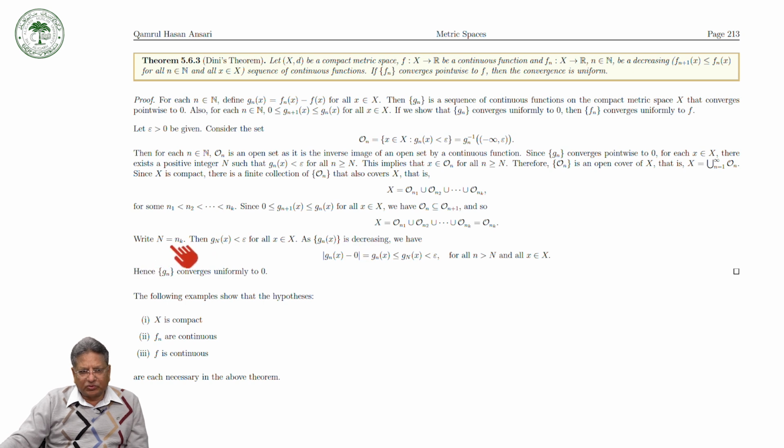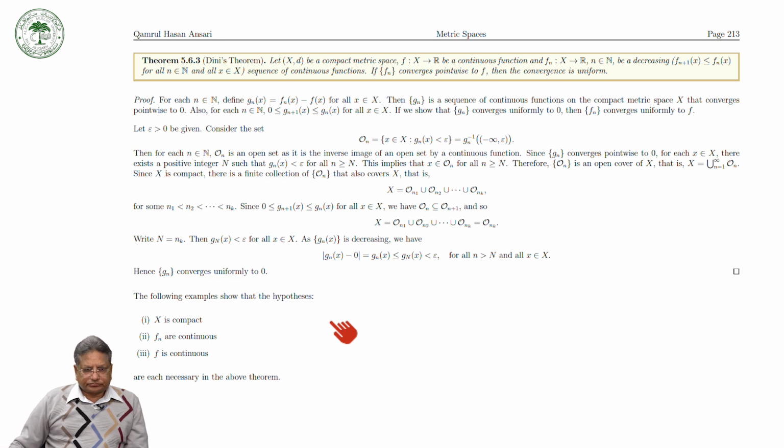Now write N equal to nk. Then Gn(x) is less than epsilon for all x in X. As Gn(x) is decreasing, we have Gn(x) minus 0, which is Gn(x), less than or equal to GN(x), which is less than epsilon for all n greater than N and all x in X. It means that Gn converges uniformly to 0, and therefore Fn converges uniformly to F. So that is the proof of Dini's theorem.